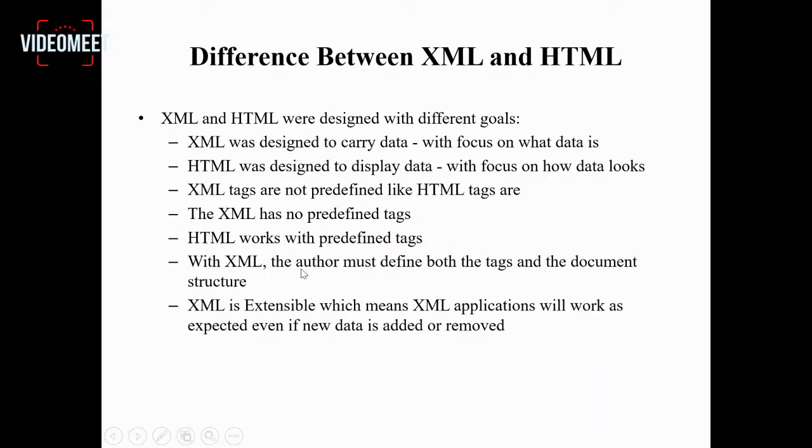With XML, the author must define both the tags and the document structure, right? So when you're creating an XML document, it is the responsibility of the user or the programmer to define his own tags and the structure of the document also, which must be the root tag, which must be the immediate child tag, and how many child tags must be there for that tag. Everything that is nothing but the structure. That structure is defined by the programmer himself, unlike HTML.